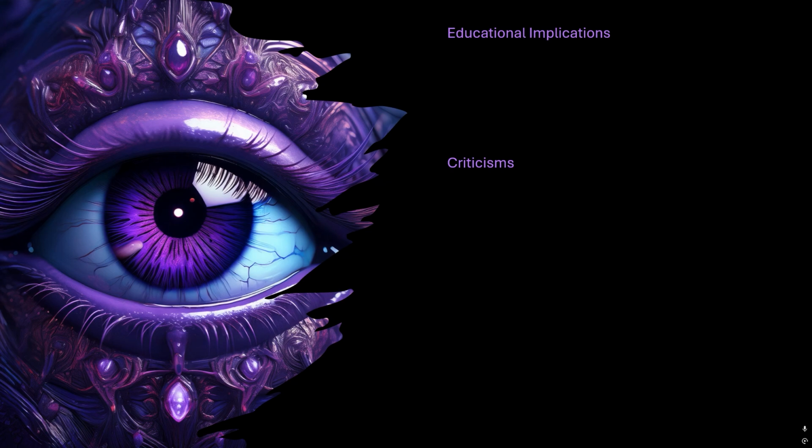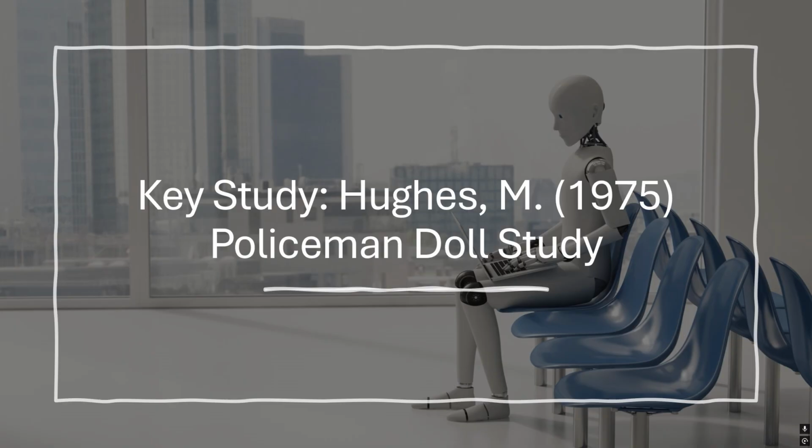Stages may not be as rigid as Piaget proposed. Some children may show characteristics of multiple stages all at once. So let's look at some of the key studies that you guys need to be familiar with. We're going to start off by looking at Hughes M from 1975, and this is the Policeman Doll study.